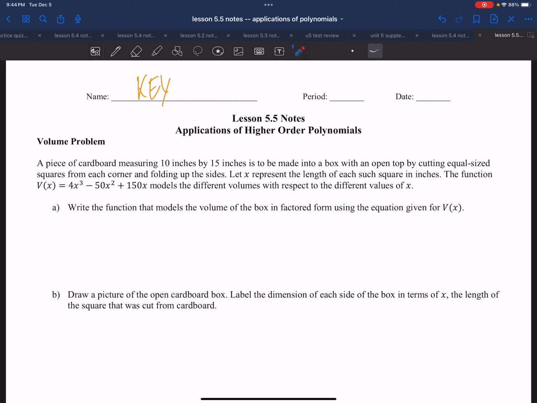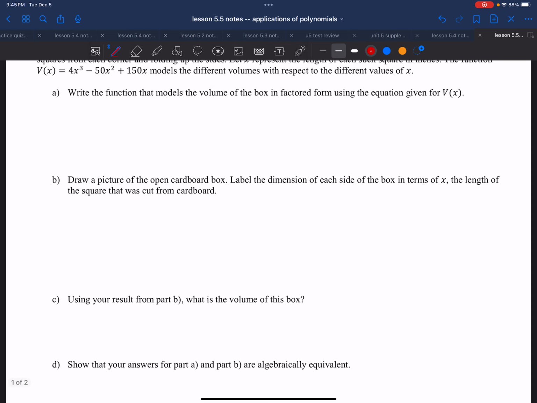And I'll read the problem real quick. It says we're going to take a piece of cardboard, which is 10 by 15 inches. We're going to make a box out of it with an open top. And the way we're going to do that is by cutting equal-sized squares from each corner and then folding up the sides. So I'm going to just draw a picture. Part B says draw a picture.